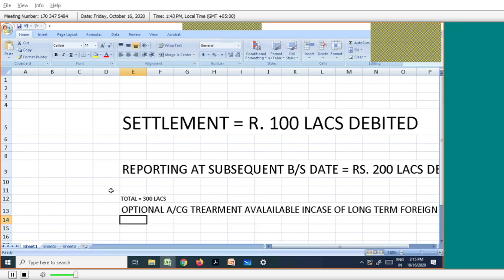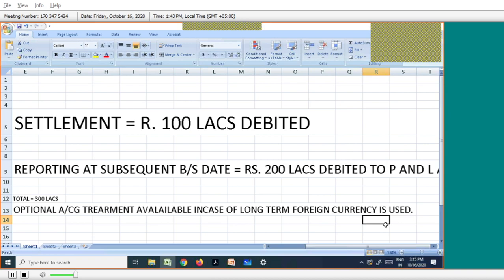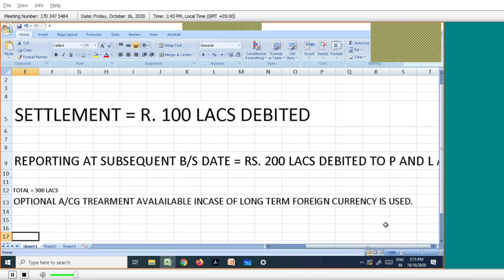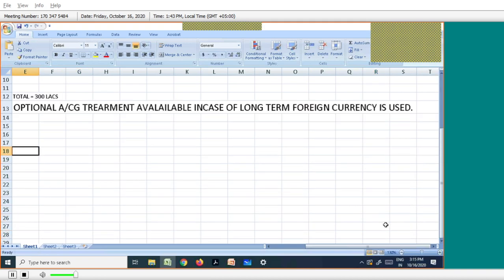As I discussed with you, if a long-term foreign currency loan is used for purchasing fixed assets, instead of debiting to the P&L account, the loss can be added to the cost of the asset. So you can give answer number 2 for the same question.